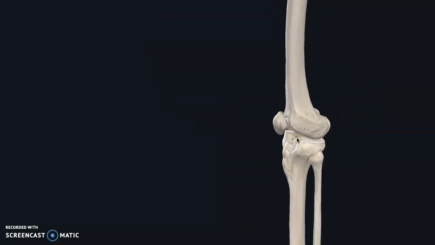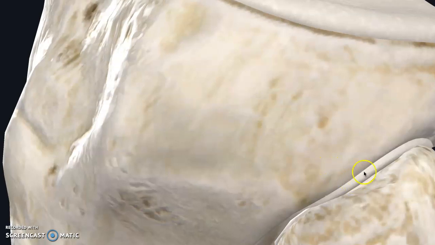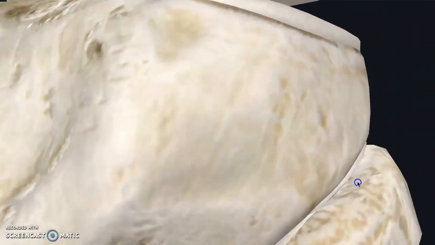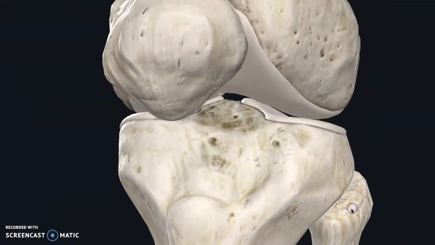You have the patellofemoral joint and the tibiofemoral joint. In addition, some would argue that you have the tibiofibular joint. This is the fibula bone, so the tibiofibular joint would be this joint right in here.